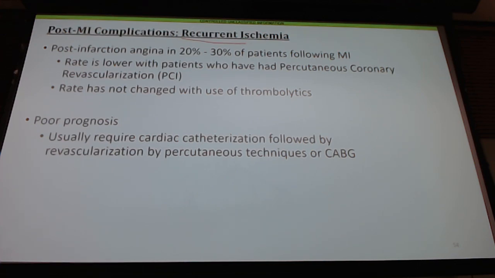The key thing would be to get those revascularization procedures done, because if we didn't do anything, let's just say we treated them with the fibrinolytics and that's all we did, so we treated that acute issue, 20 to 30% of patients are going to have a recurrence of this.